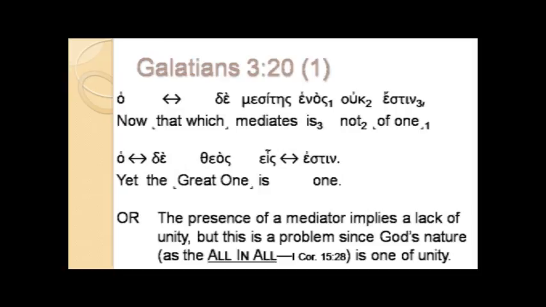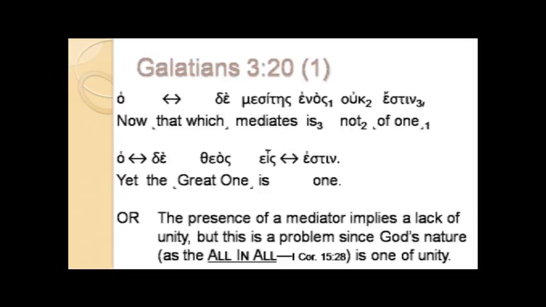Alright, so let's take a look at what it reads like now. Now that which mediates is not of one, yet the Great One is one. Does that make a whole lot of sense? Probably not. In order to make sense of this, you really need to know the rest of the context. You need to know what came before. There's a reason why Paul, when he was writing this, or his scribe that was doing it for him, whoever was responsible for the text itself, put in the de. That de that begins the verse, ha de, indicates that this is a part of a larger discourse, and you need to understand that discourse in order to make sense of this.